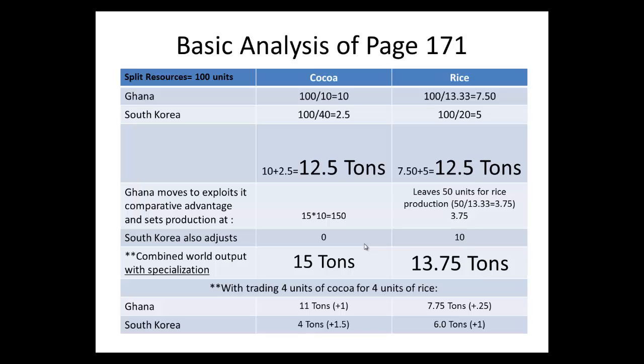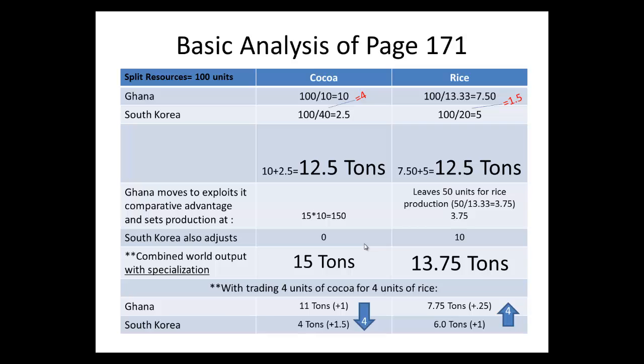Now, Ghana and South Korea agree to trade 4 tons of cocoa for 4 tons of rice. Now, the numbers change again. Ghana gave up 4 tons of cocoa to South Korea and gained 4 tons of rice.